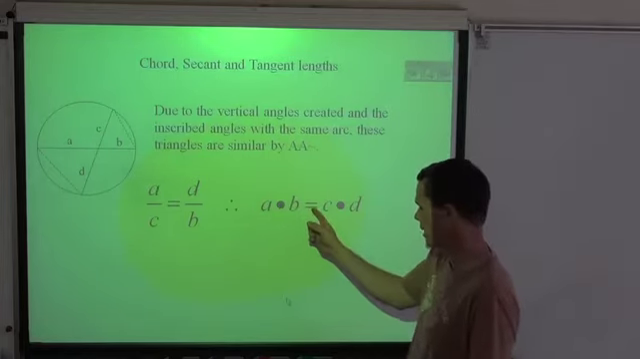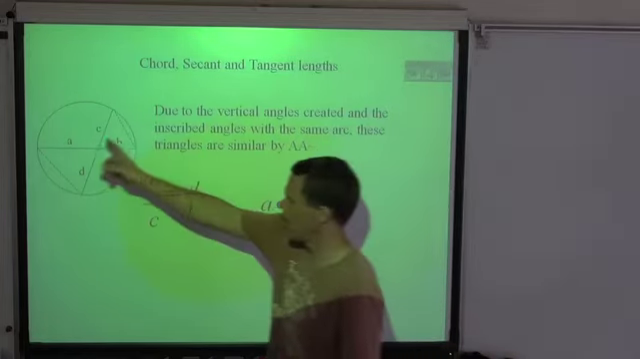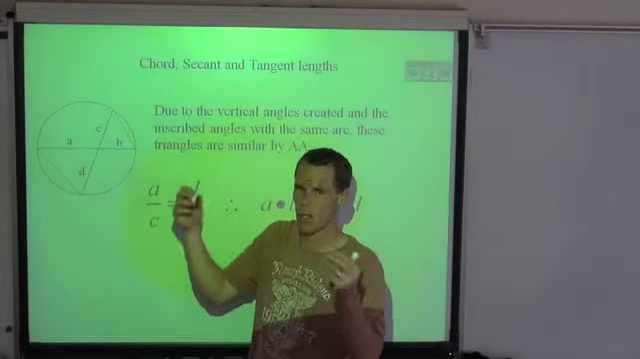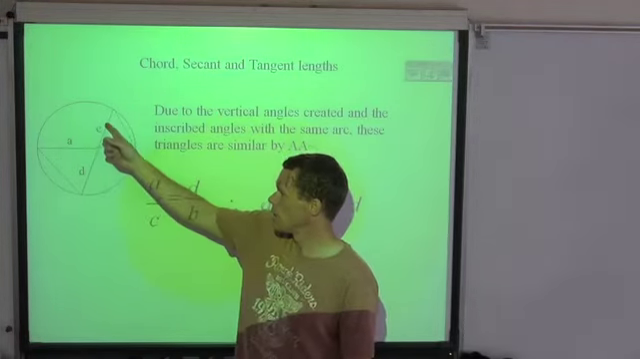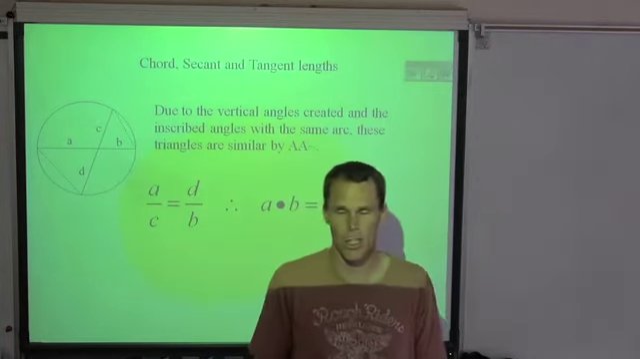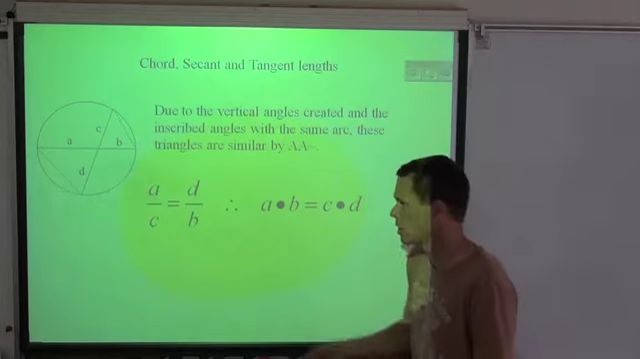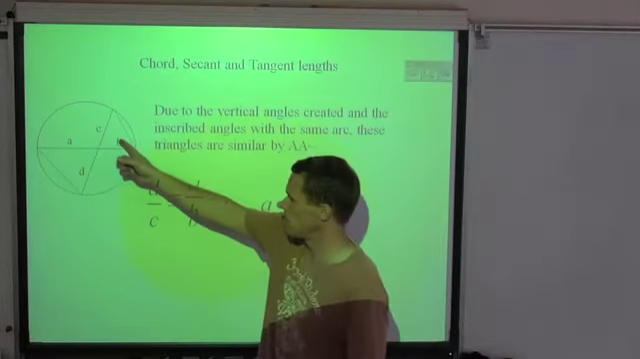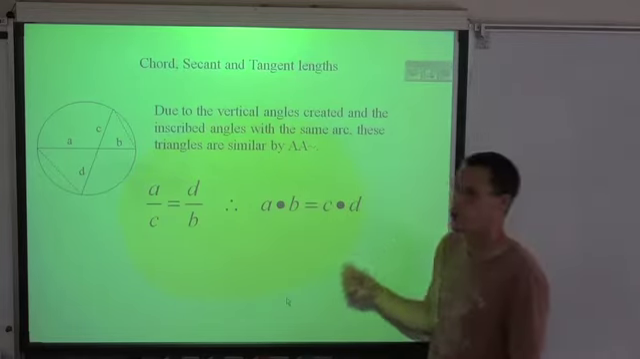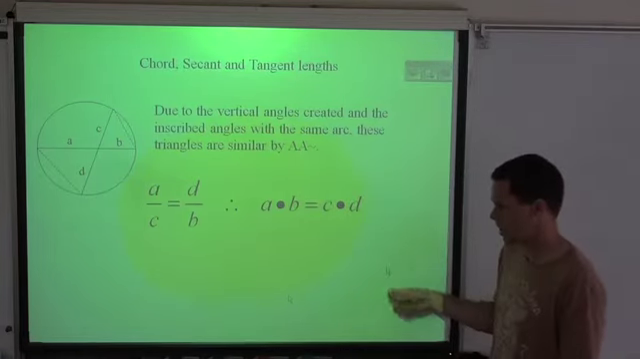Part times part equals part times part. A times B. If you multiply the parts the chord is cut into, it will equal the multiplication of the parts the other chord is cut into. A times B equals C times D. This is the two chord relationship.